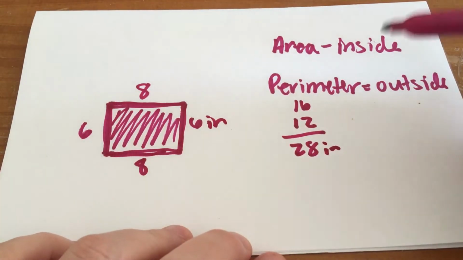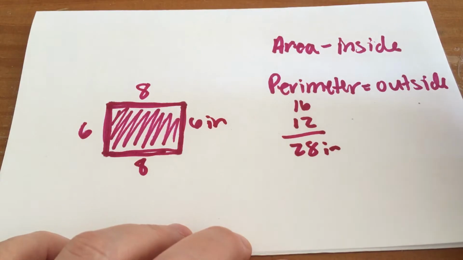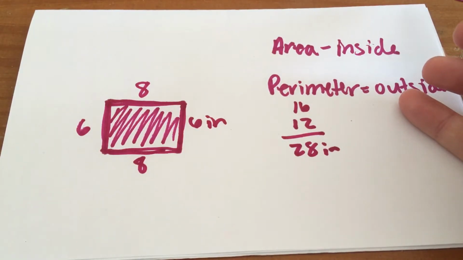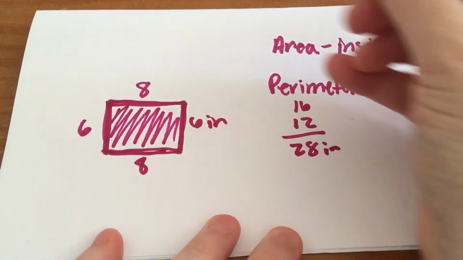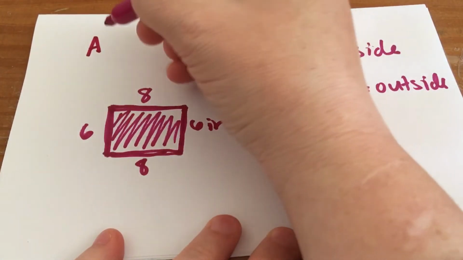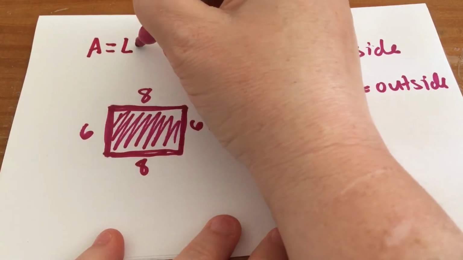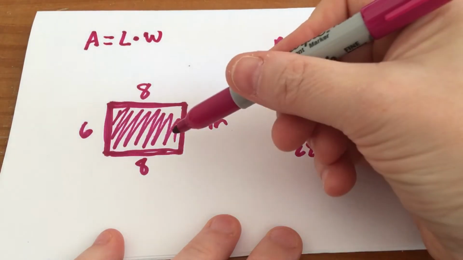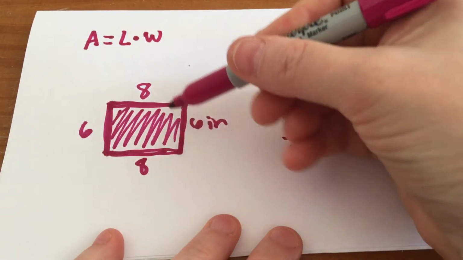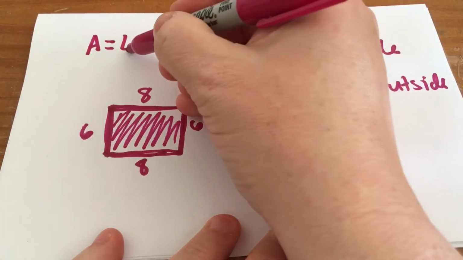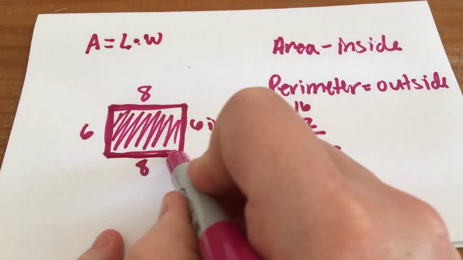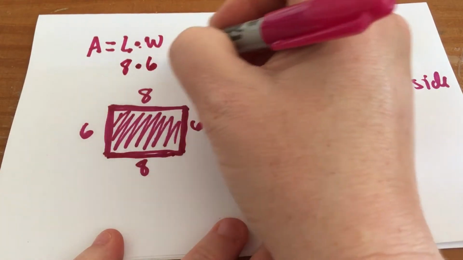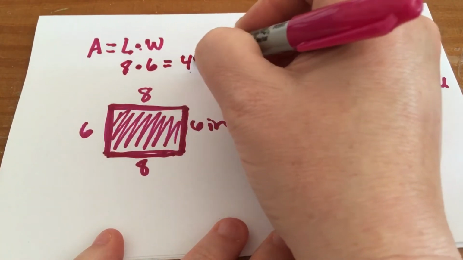But to find area, it's not so easy. You have to know what the formula is. Every shape has a different formula. For a rectangle or a square, the formula is A for area equals length times width. So if this is our rectangle and we want to find the area of it, we would take the length times the width. Length times the width. So it would be 8 times 6, which would equal 48.